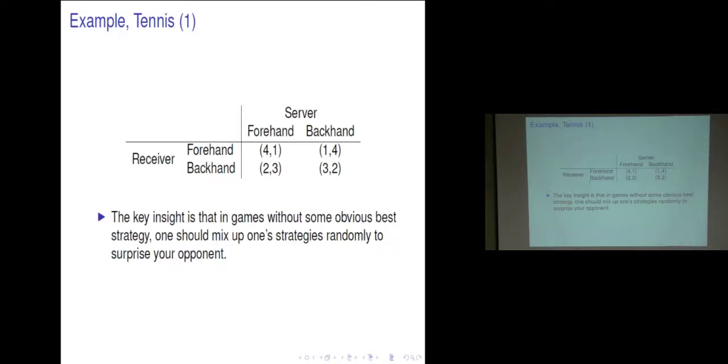Now, like the zero-sum game we showed, this game has no obvious best strategy. If you stick with one strategy, the payoff can change. For example, if the receiver sticks with the forehand, always predicting forehand, when the server notices it, he will serve to the backhand. So there's no obvious best strategy. As we said before, we should mix up the strategies randomly so that we surprise the opponent.